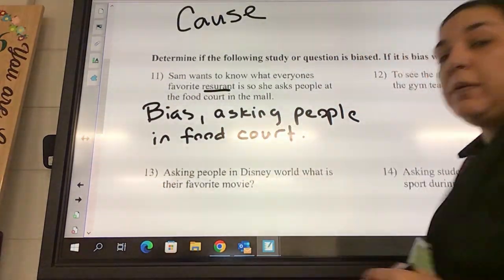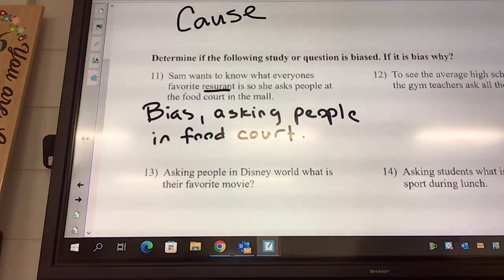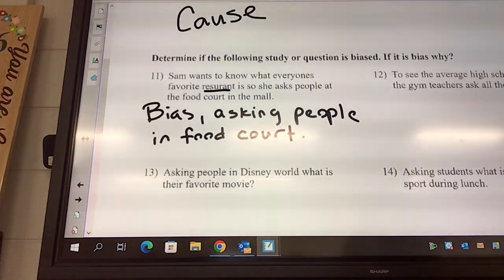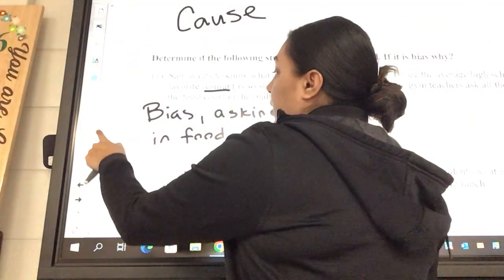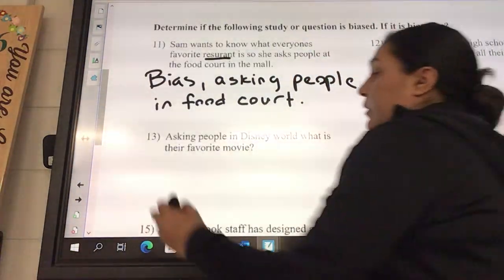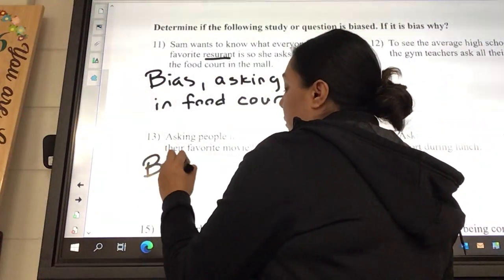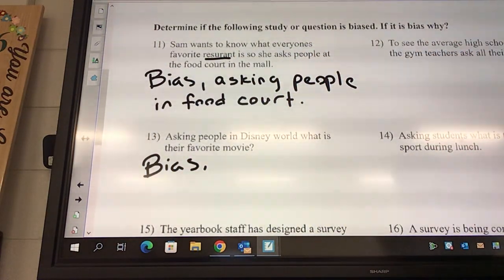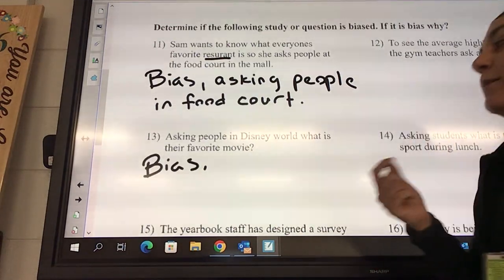Okay, so it kind of just depends on where you're asking and what you're trying to find out. Asking people in Disney World what their favorite movie is. Again, this is bias, not because she's asking them what their favorite movie is, but she's only asking people in Disney. And chances are people in Disney like Disney movies.